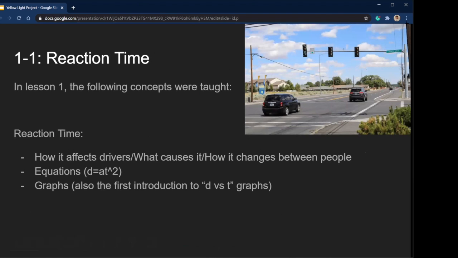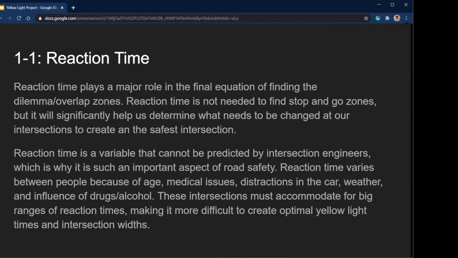In Lesson 1, our first introduction to physics, we learned about reaction time and its properties on the road. We also learned how it varies between people and what could increase or decrease it in certain individuals. Reaction time is not used in stop-or-go equations, but rather helps calculate the dilemma or overlap zones at an intersection. Since reaction time can vary so much between drivers, intersection engineers must take great caution when designing a safe road. As we learned when using the spreadsheets, it is difficult to create a road that has an ideal overlap zone.